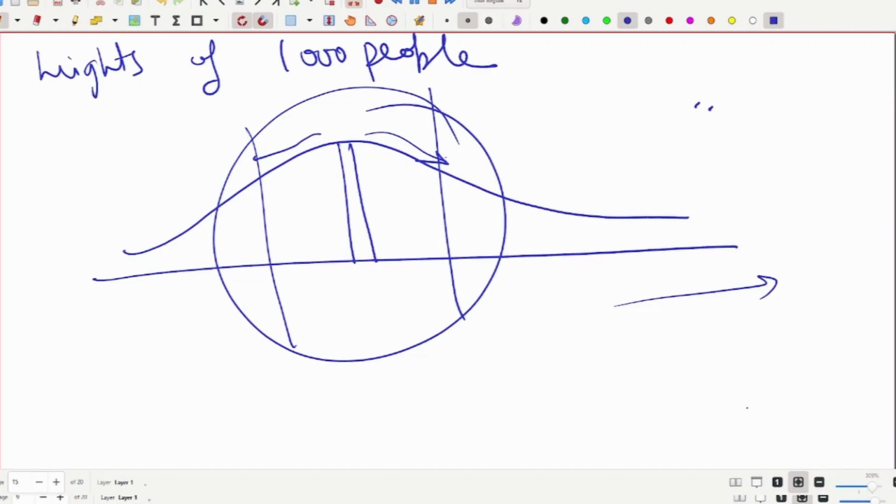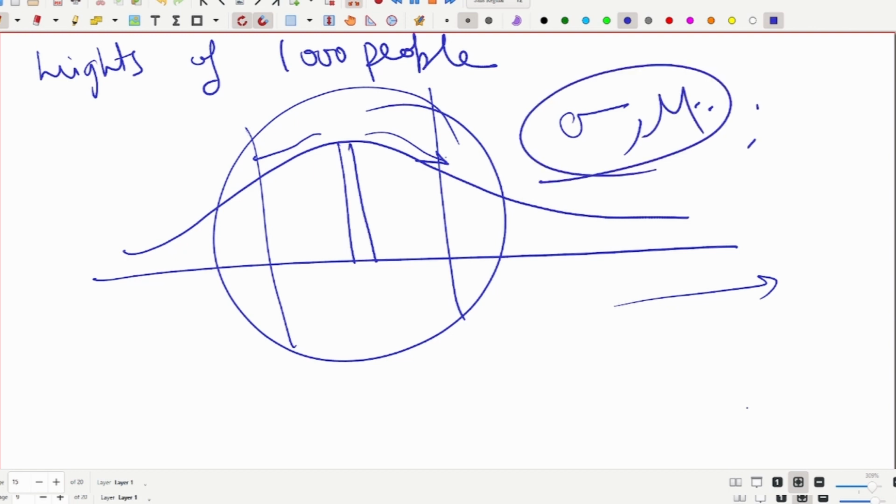Now, sigma and mu will vary, and we will show you how things vary when we have different sigmas and different mus. We will show you graphically in the R console. Please understand this, this is very important.